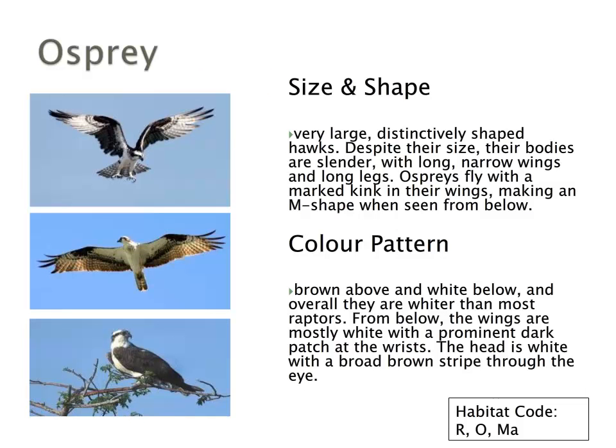An osprey is one of our distinctive hawks. They have very slender bodies with very unique patterning. These very characteristic fish eaters will be found in open areas or marshy areas where the fish are abundant. They're generally brown above and white below, and generally speaking much whiter and cleaner looking than most of the other raptors. From below, their wings are mostly white with prominent dark patches at the wrists, which you can see very clearly in the middle image. The head is white with a brown stripe through the eye, which you can see clearly in the bottom image. So again, they have almost a helmeted-like appearance.